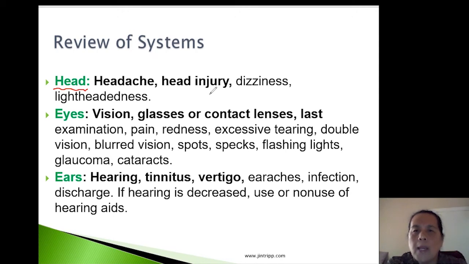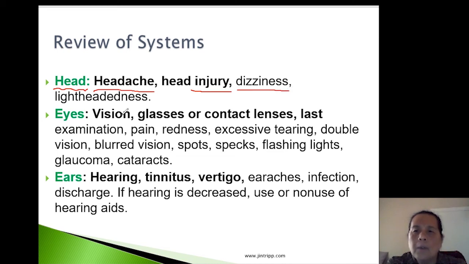So head questions, the pretty common one, headache. Yeah, headache, dizziness, or maybe have some injury before. So that's the common questions.